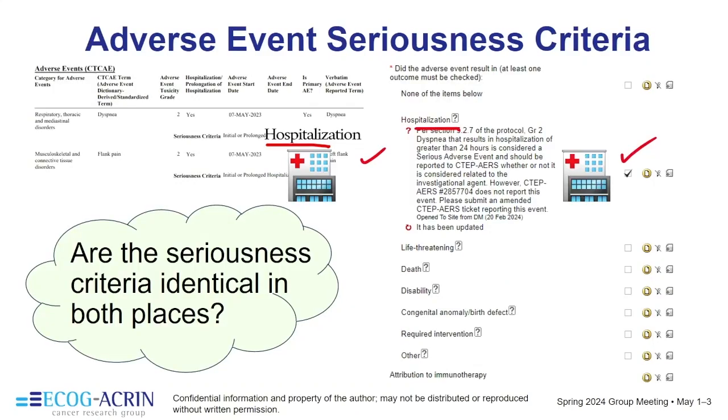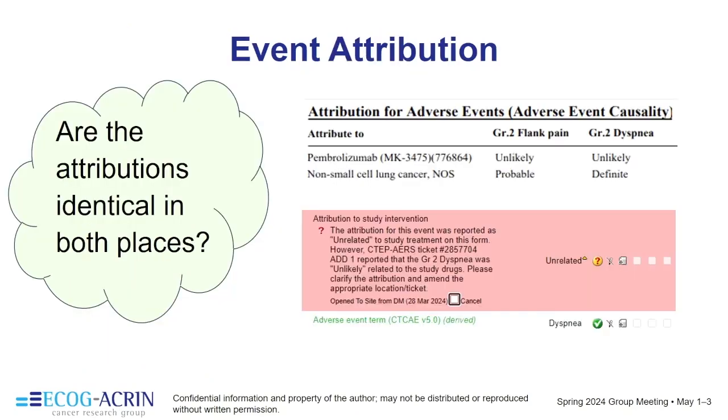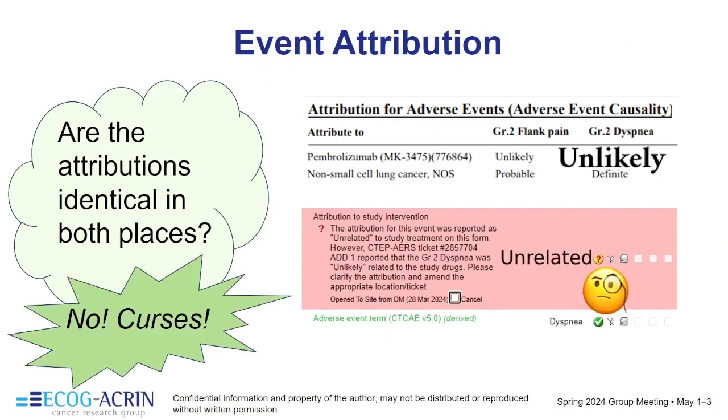This outlines the seriousness criteria, which on a previous amendment, this site did not report hospitalization in Rave, but they mentioned it on the ticket, so we had to send a query, and then they submitted an amendment, and now they're correct. And then this is the example of a query that we send if the attribution is incorrect. Again, sometimes it's just a simple fix in Rave, and other times a new amendment is needed.